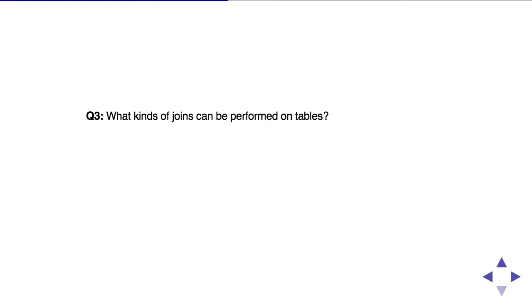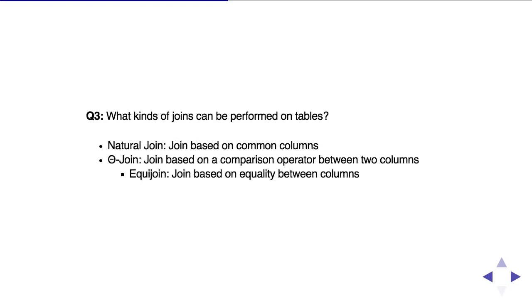Anyone have an idea? Yeah, this one. Natural join, we're basically based off common columns, or theta join, or equal join.